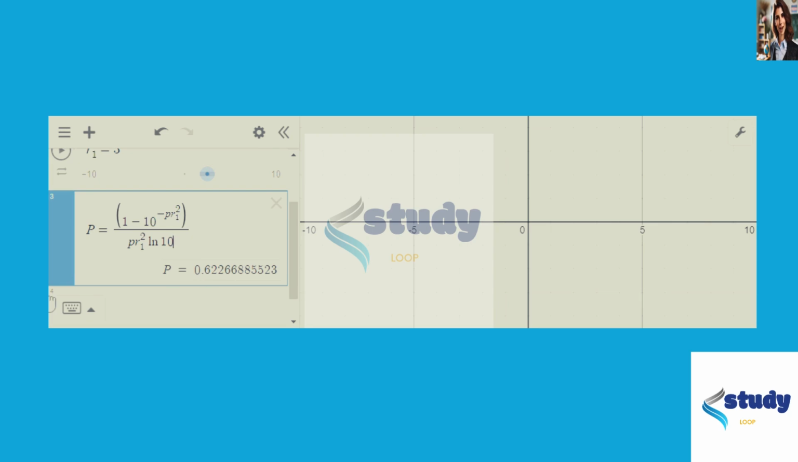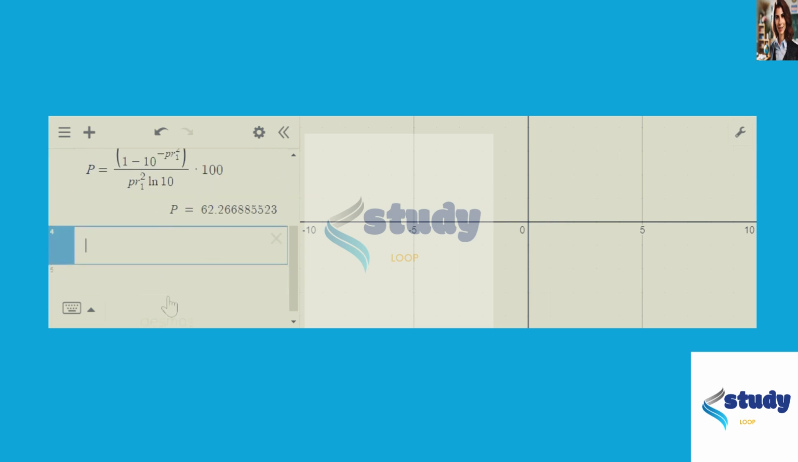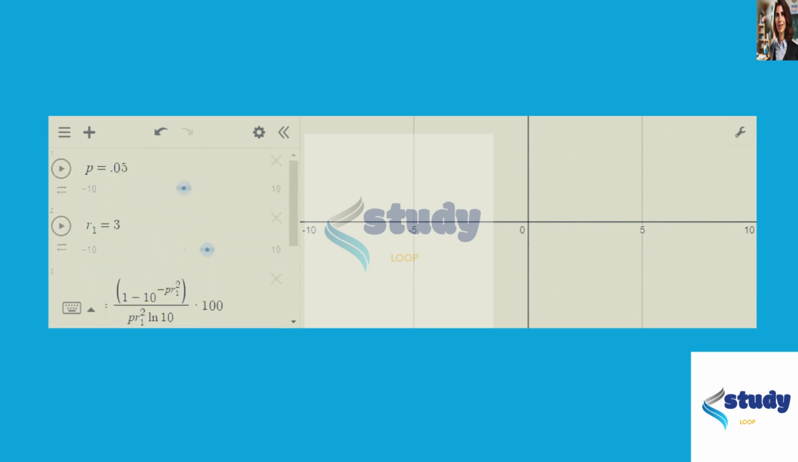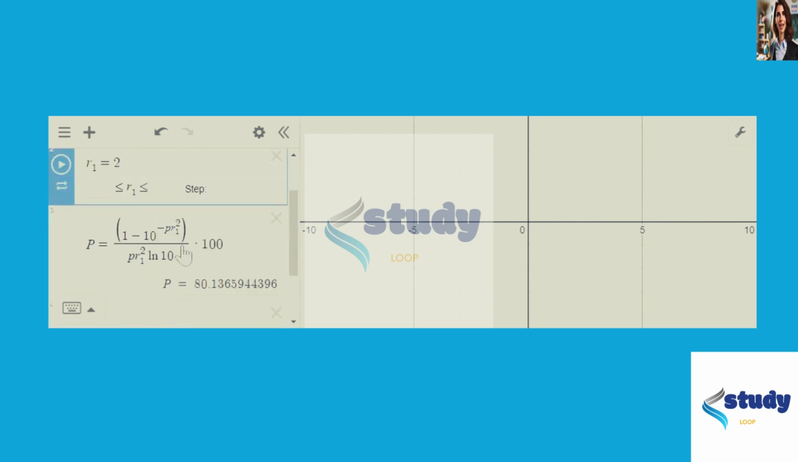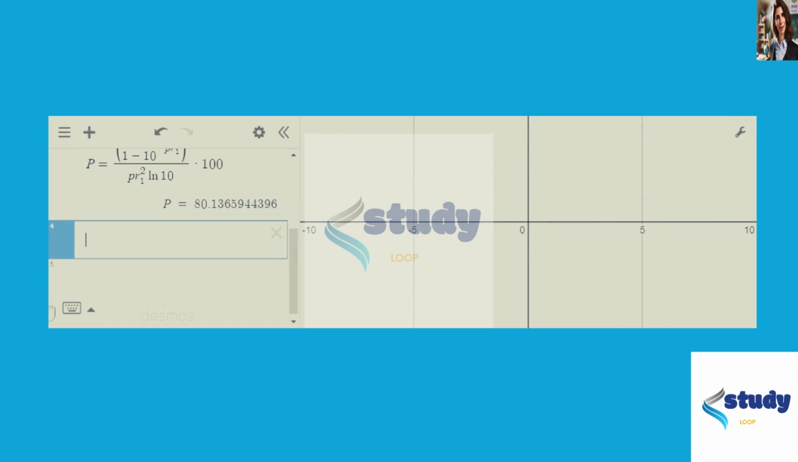So the question is, what's the percent luminance sensed? Well, that would be 62%. So if we multiply by 100, that'll give the percent exactly. Okay, what's the percent luminance for a radius of 2? Well, then all I have to do is change the radius here to 2, and it's going to be 80%.